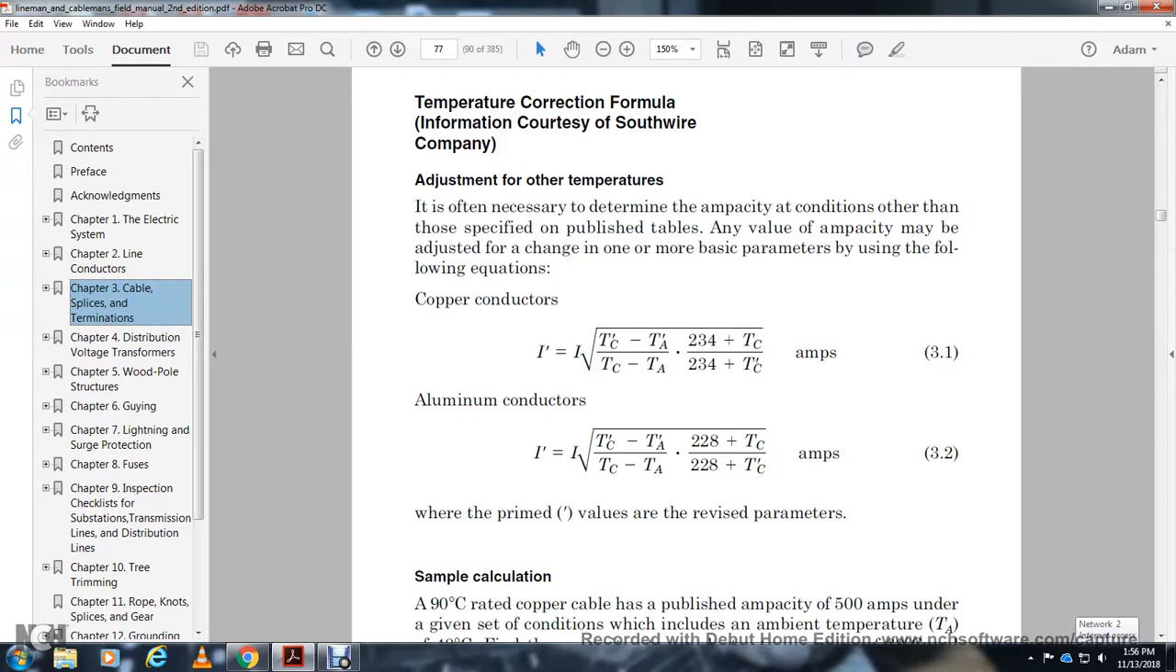For the aluminum conductor, amps prime is equal to the amps times the square root of the temperature correction minus the temperature ambient, over the temperature correction minus the temperature ambient, times 228 plus the temperature correction over 228 plus the temperature correction primed.